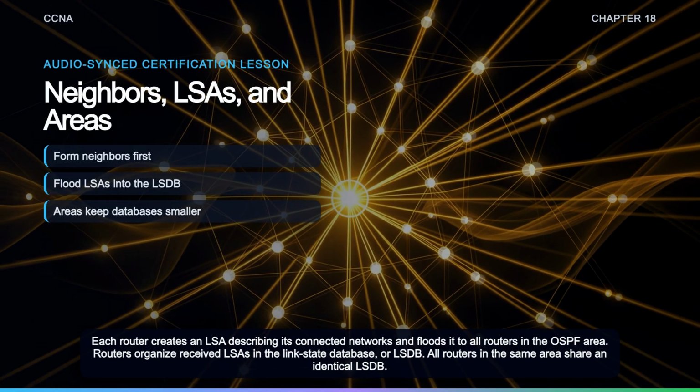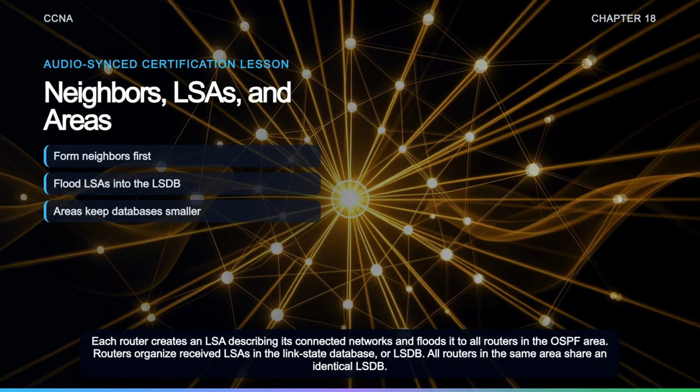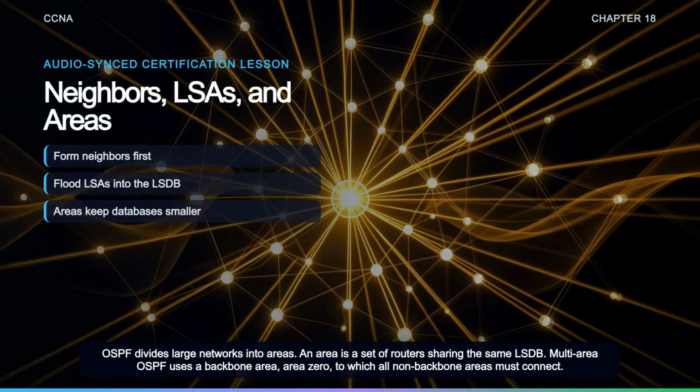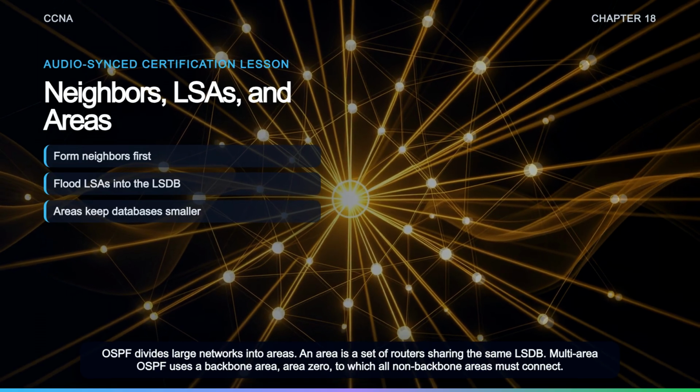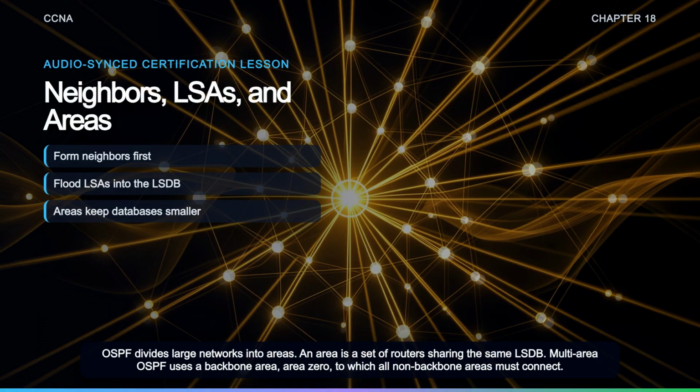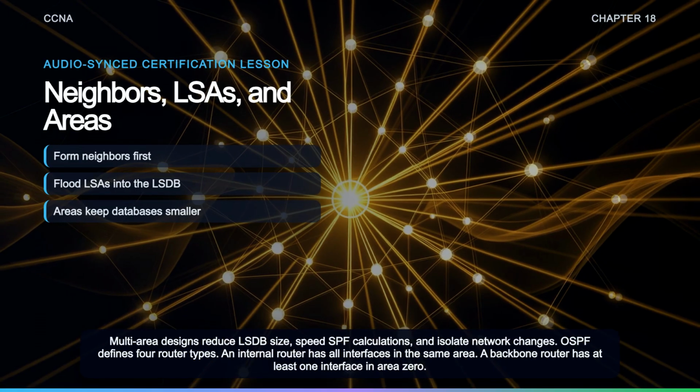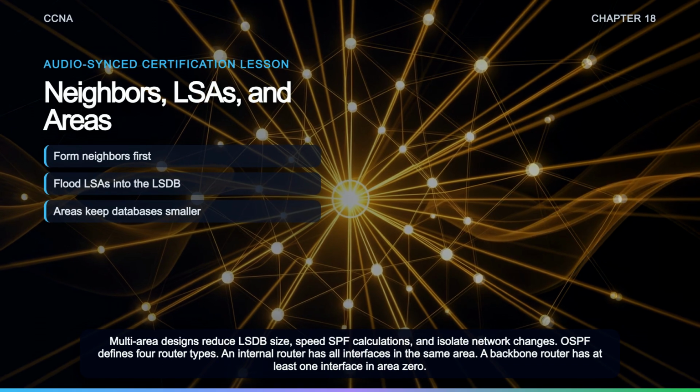Routers organize received LSAs in the Link State Database, or LSDB. All routers in the same area share an identical LSDB. OSPF divides large networks into areas. An area is a set of routers sharing the same LSDB. Multi-area OSPF uses a backbone area, Area 0, to which all non-backbone areas must connect. Multi-area designs reduce LSDB size, speed SPF calculations, and isolate network changes.